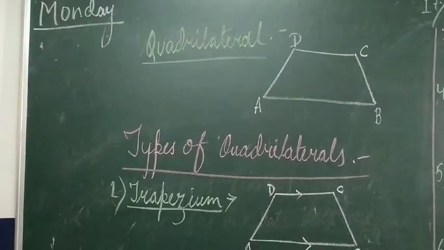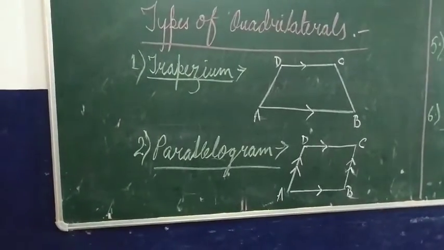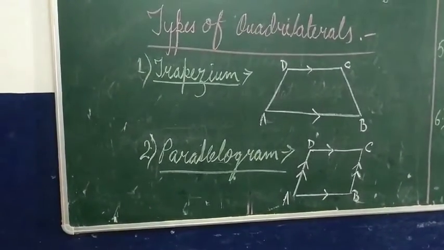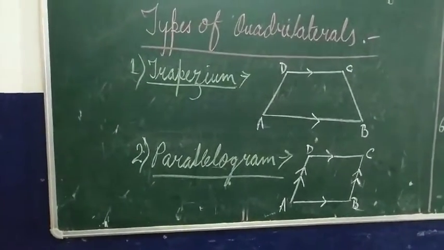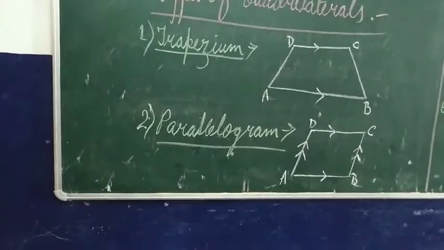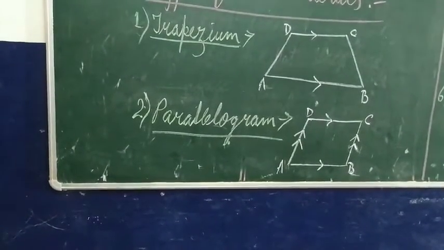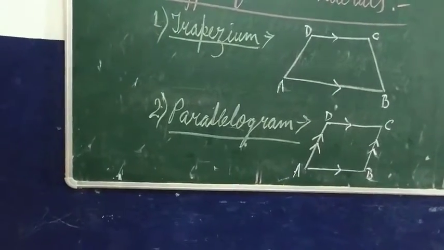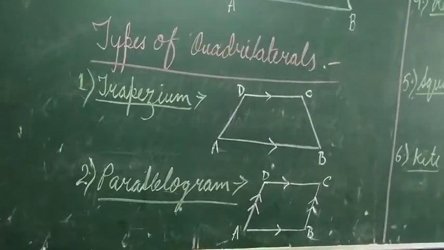Okay. Now come to the types of quadrilateral. There are various types of quadrilateral. We will study about them one by one. First quadrilateral is trapezium. Trapezium: a quadrilateral having one and only one pair of parallel sides is called the trapezium. Here the side AB is parallel to CD.